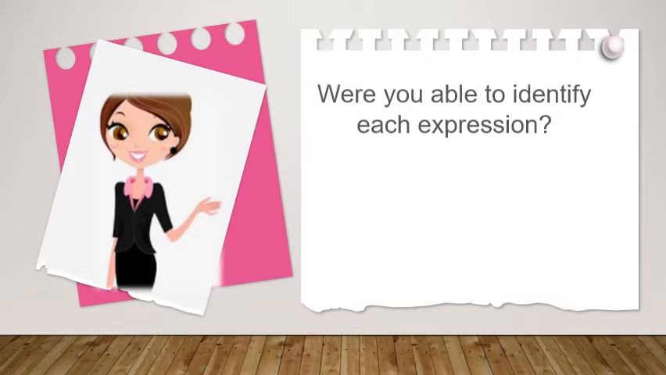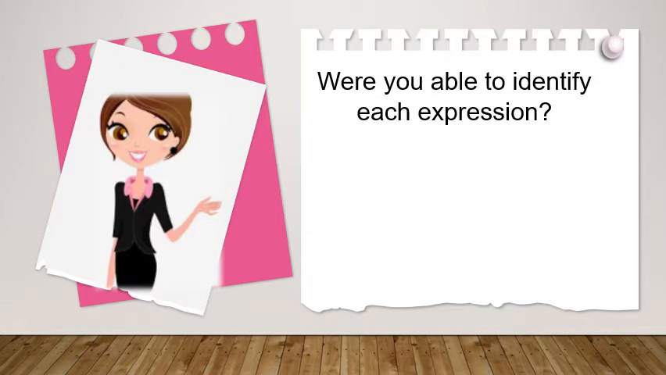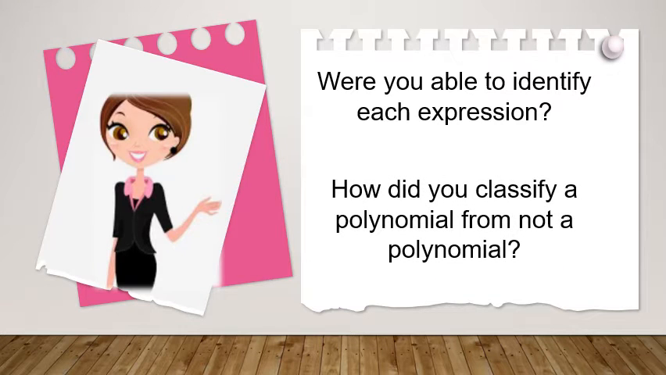Now, I have here the questions. Were you able to identify each expression? So the answer is yes. How did you classify a polynomial from not a polynomial? A polynomial has a positive exponent and no radical sign. A non-polynomial has a negative exponent or a radical sign. So when you combine two polynomials by dividing, then we can express a rational algebraic expression.